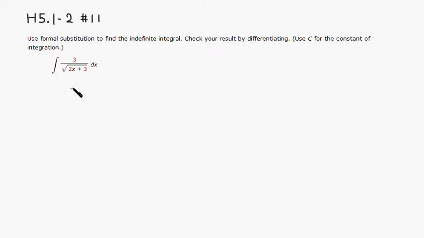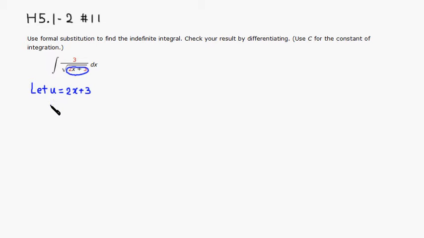So, substitution. Since we would like to have a simple denominator, we're going to let u be the expression inside the square root. So here, this guy, right? So we have 2x plus 3.